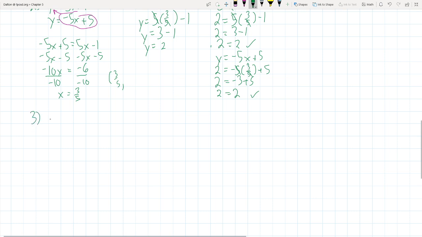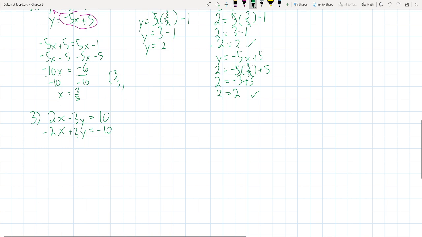Number 3. 2x minus 3y equals 10. I get negative 2x plus 3y equals negative 10. I say, okay, which one's going to be eliminated? I see at least the x's are going to be eliminated, so I say, okay, I'm just going to continue on.